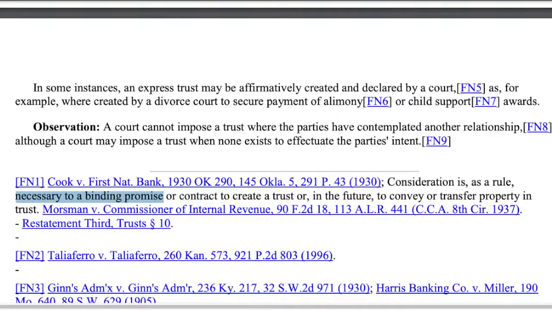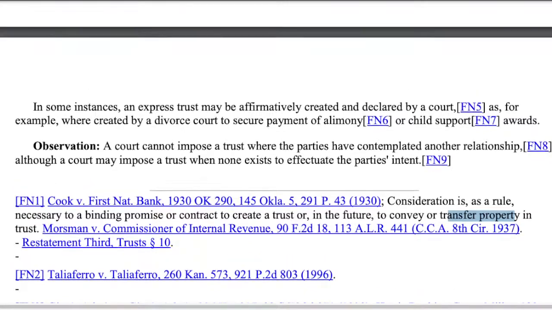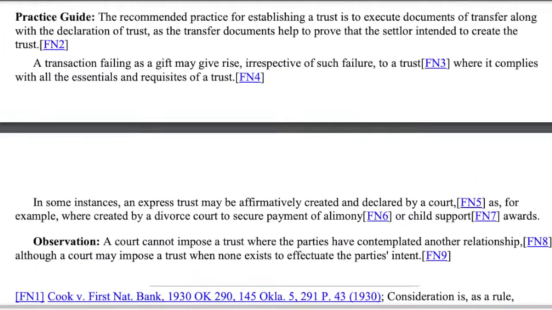As a binding promise or contract. So either one can create a trust and convey or transfer property. Remember, a good practicing guideline here is to execute documents of transfer along with your declaration of trust. So that's for establishing one. So this is something to consider. If you're not sure exactly how or what that means, we'll look into that deeper.